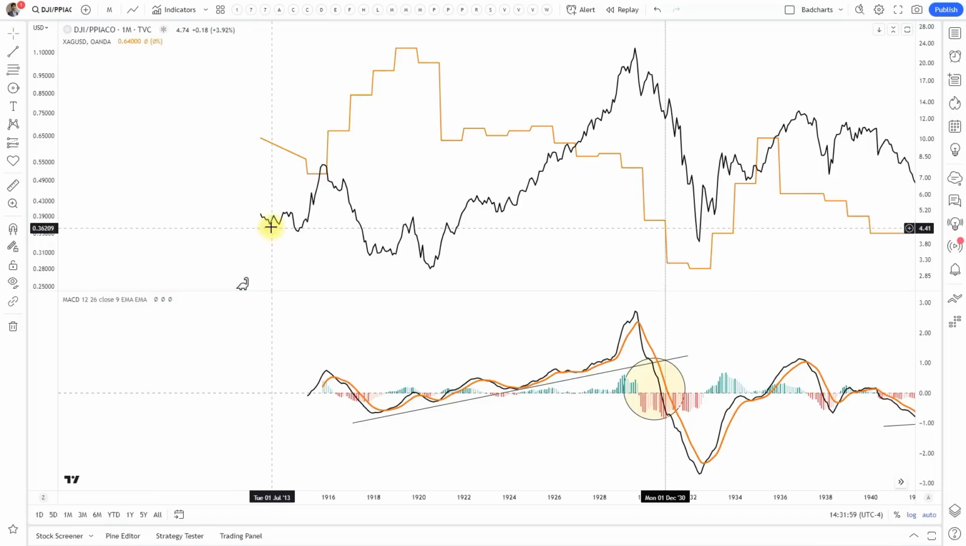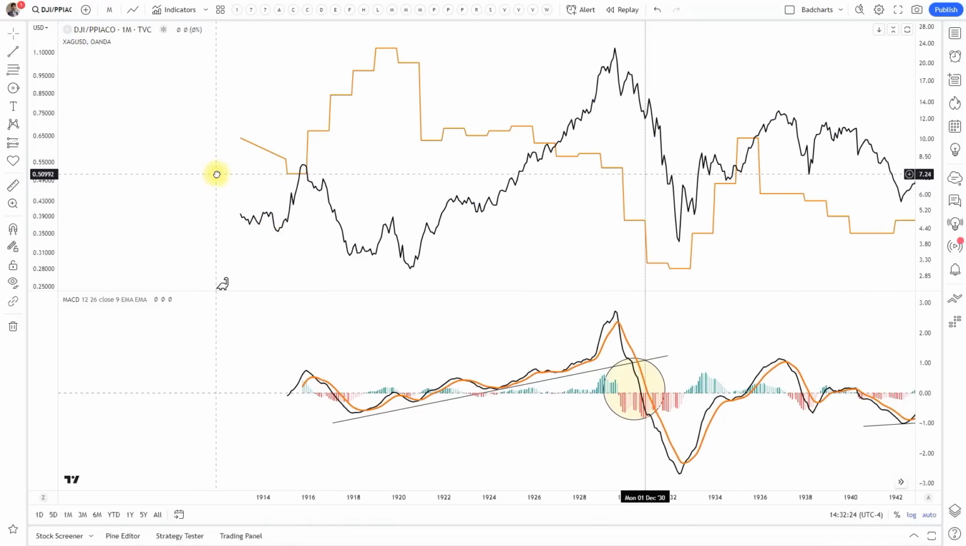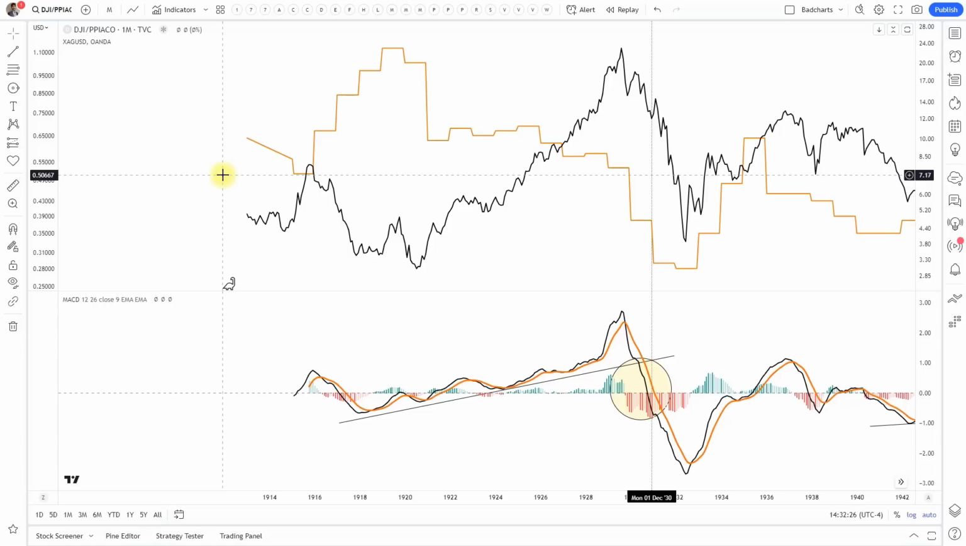The black line is the Dow Jones Industrial Average divided by the Producer Price Index. So Producer Price Index, it looks a lot like the oil chart. It's cumulative costs of producers to create the products that you buy. That's the black line here, the Dow Jones divided by that. So if the Dow Jones is able to outperform the PPI, I'll show you the impacts of that.